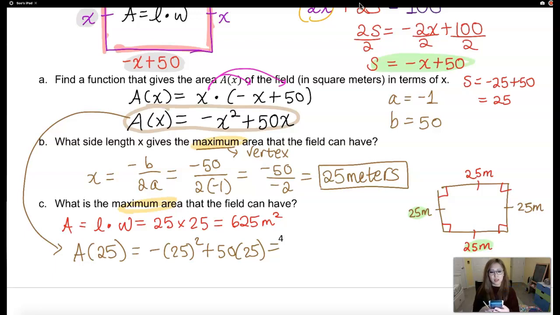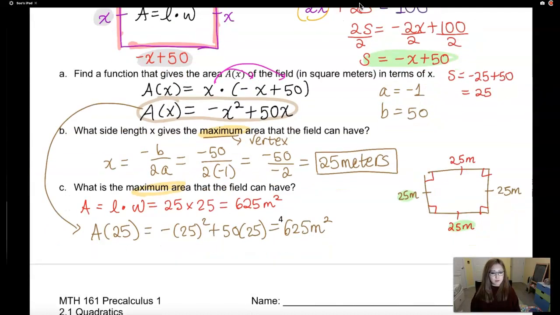Let me see. Negative parenthesis 25 squared plus 50 times 25. Yes, that comes out to be 625 square meters. Both methods are perfectly fine. Up to you. I like to draw pictures, you know me. So I like to draw my rectangle, figure out the measures, and actually do length times width to find the area. But this is how you can do this problem.